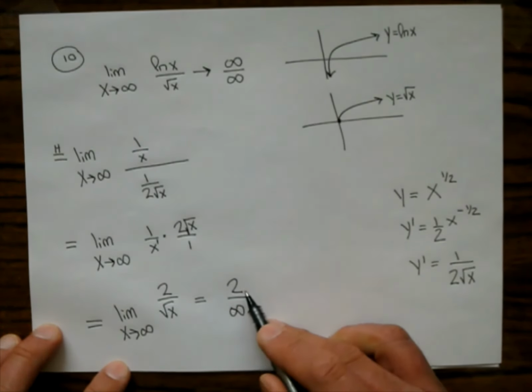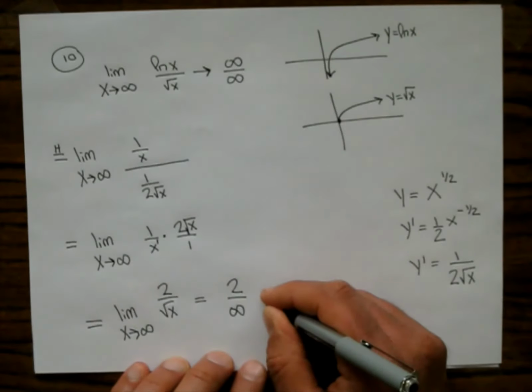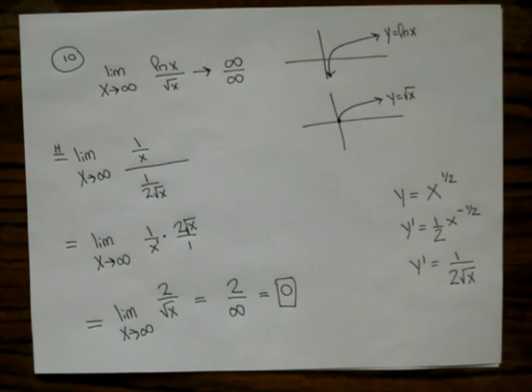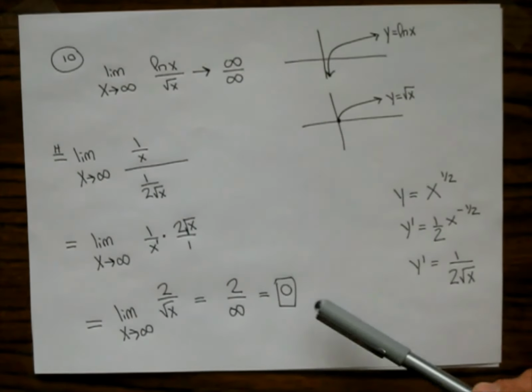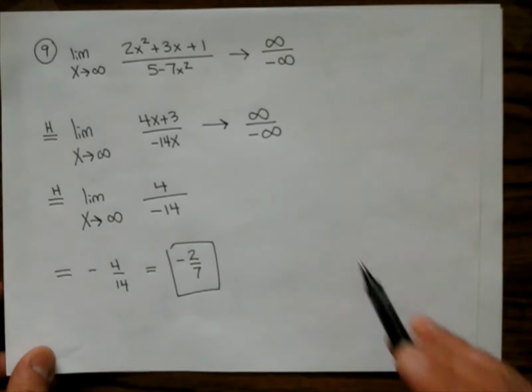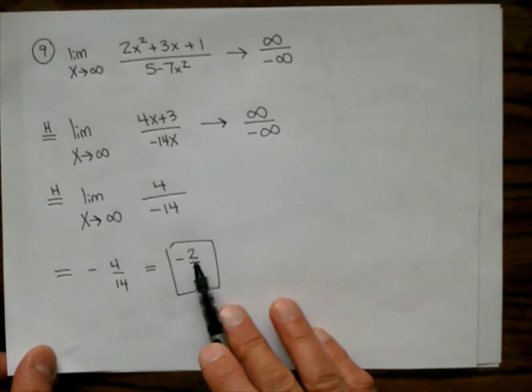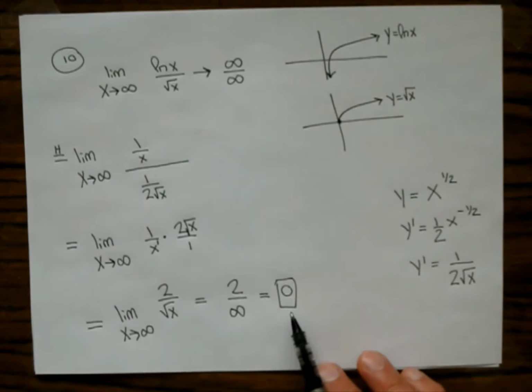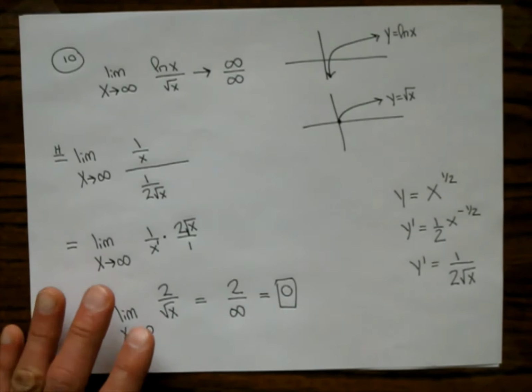And when you have 2 over infinity, what does that give you? That gives you 0. So the limit of this guy is 0. Notice, when you had an infinity over here, it gave you a negative 2/7. You have an infinity over infinity here, it gives you a 0. That's why these things are called indeterminate forms, because we can't determine what it's going to give us just by seeing an infinity over infinity.